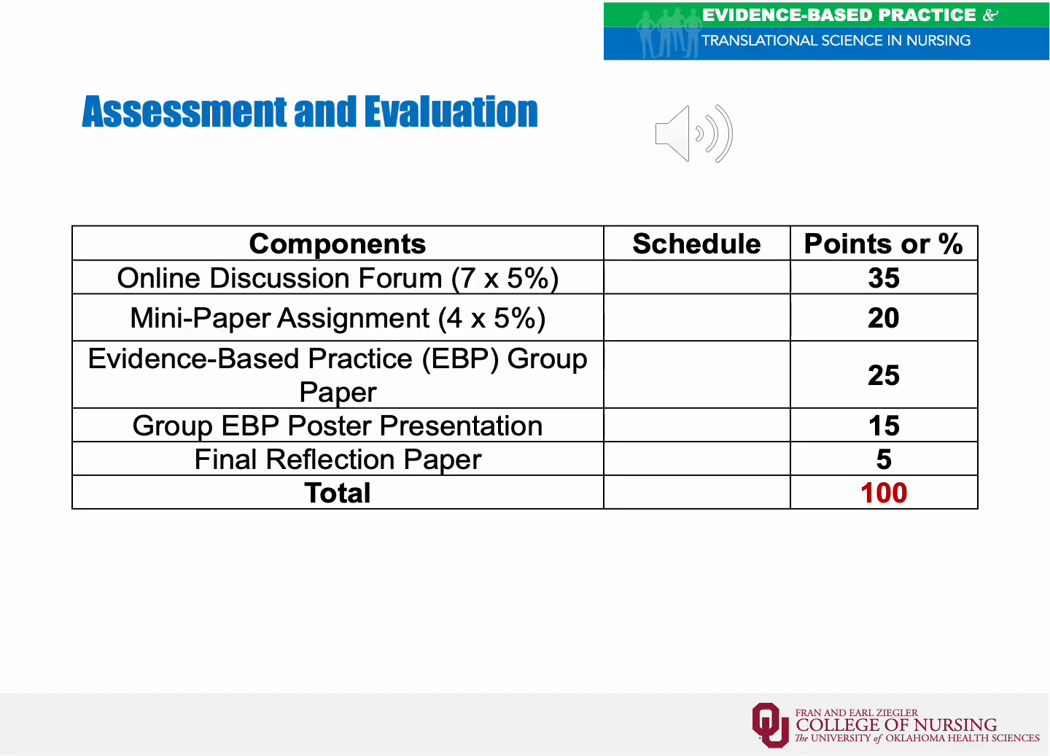Now let's talk about assessment and evaluation. 35% will come from online discussion forums, and in our class, there will be 7 discussion forums. There will be a mini paper assignment as well, which is 20%. In addition, 25% will come from your group evidence-based paper. 15% will originate from the group evidence-based practice poster presentation, which is also a group and team effort. And finally, the individual final reflection paper is worth 5%.